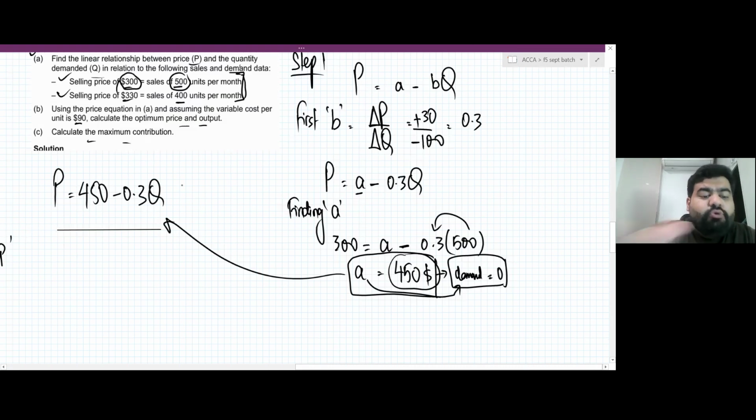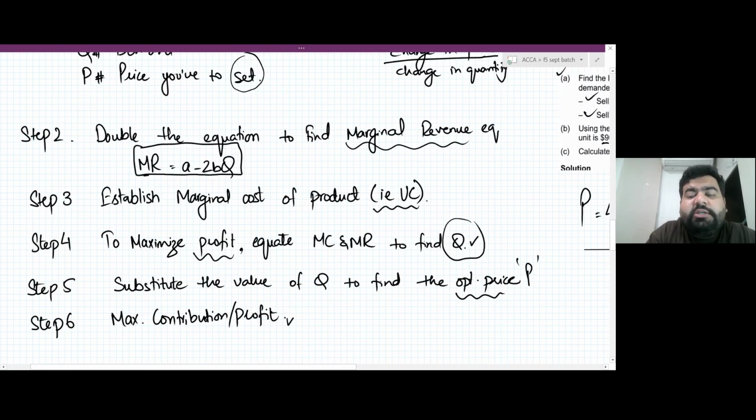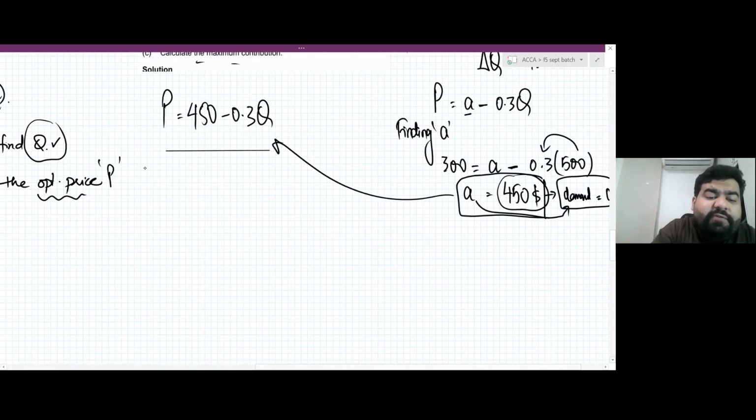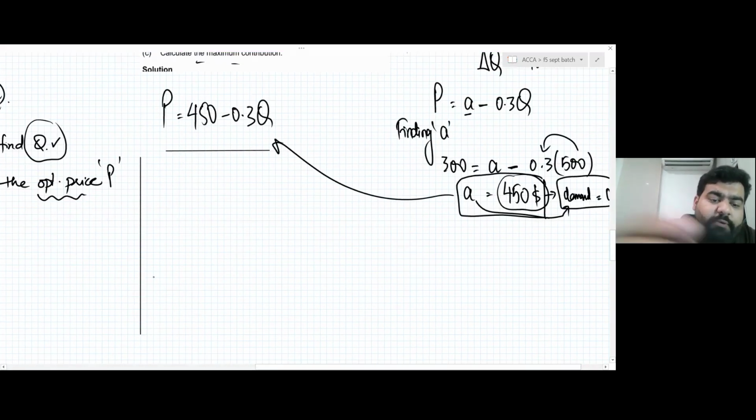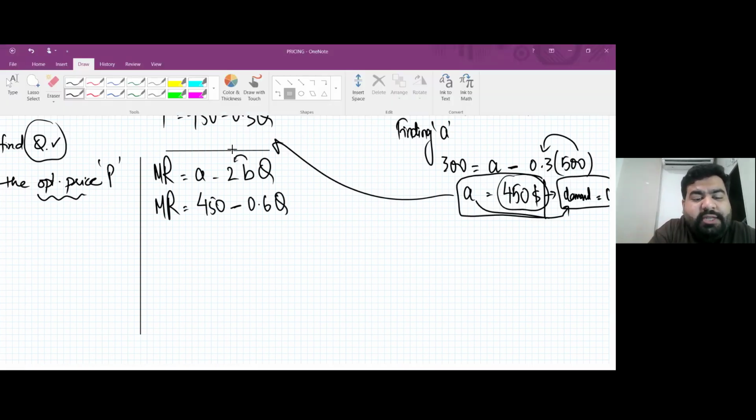Now, step 2. If you see step 2, it's written: double the equation to find marginal revenue. Means that the price formula is P is equal to A minus BQ, and the difference is that marginal revenue is equal to A minus 2BQ. And you have already calculated A. The A value is 450 minus 2B. B is 0.3, so 0.3 into 2, I am just multiplying directly. So it will be 0.6Q. So the second step is done here.